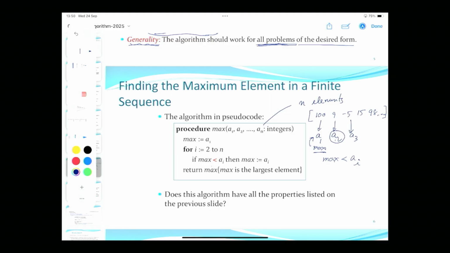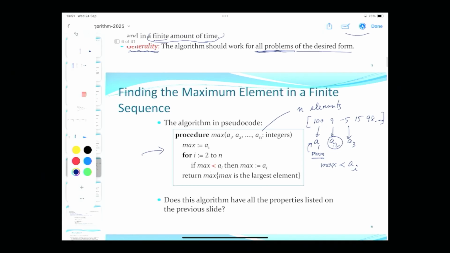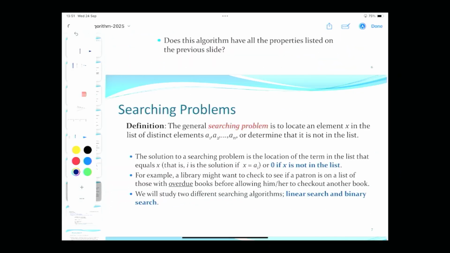Okay, so whatever the value of n, n could be 10, 20, 100, or even a lot more, this algorithm can solve the problem, right? Okay.